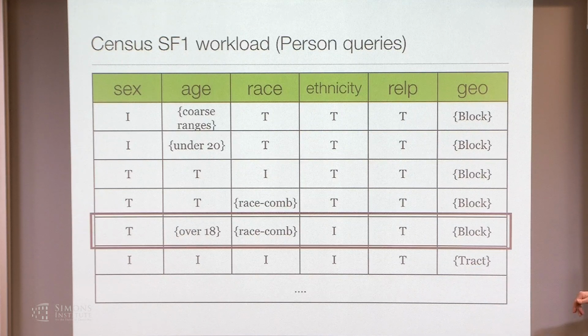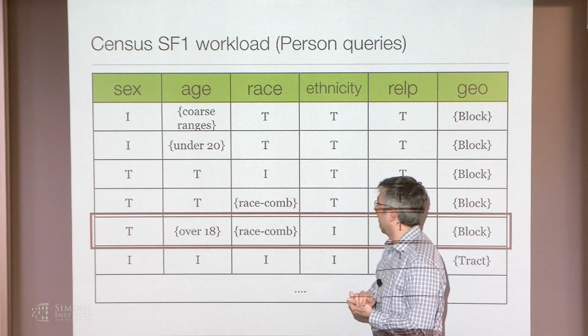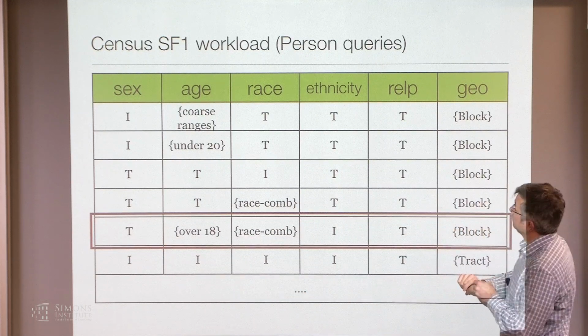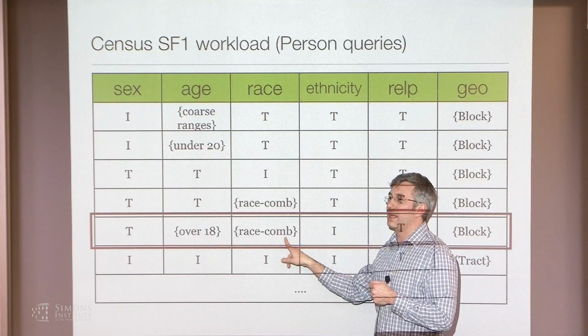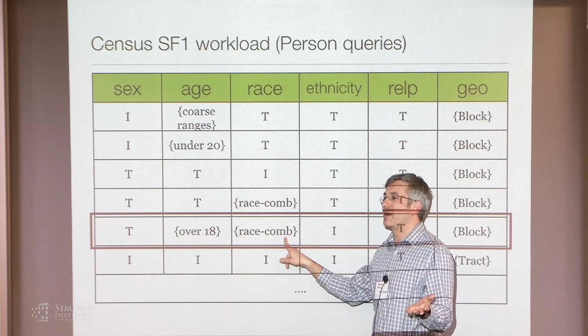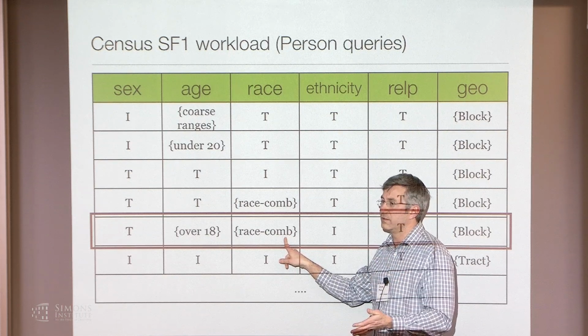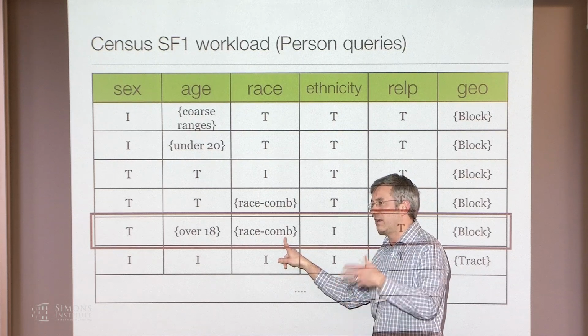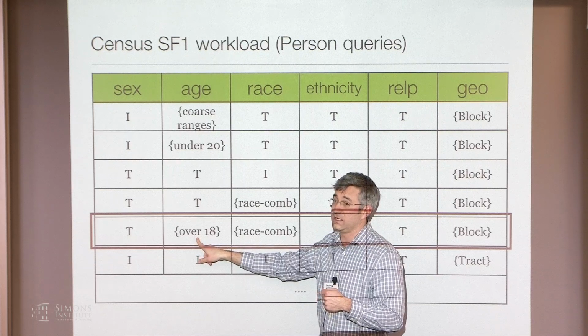Now this one is important. Notice that this says it doesn't care about sex, cares about race and ethnicity, and this is race combinations. This is the enumeration of all possible races plus these weird conditions like, are you 2 or more races? Are you 3 or more races? It aggregates those things. And then it only cares about whether you're over 18.